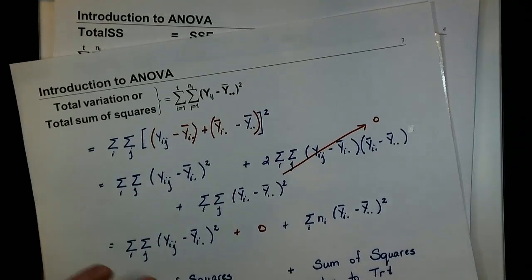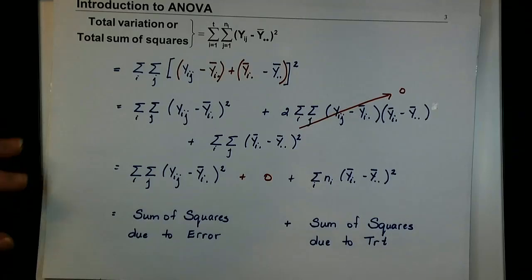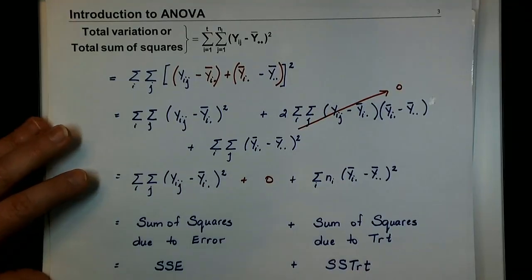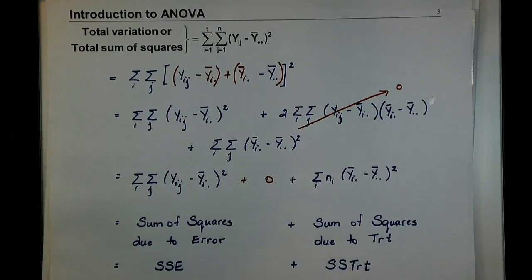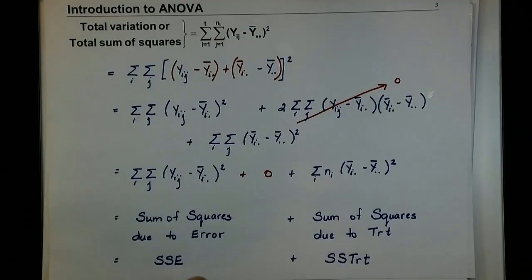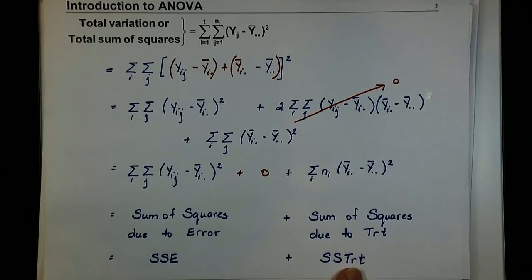Shorthand for treatment is TRT. All right, and so this will be the sum of squares error plus the sum of squares treatment. Now you may have been familiar with this in the previous course, where this was referred to as sum of squares within and sum of squares between. Okay, so we want to modify that.